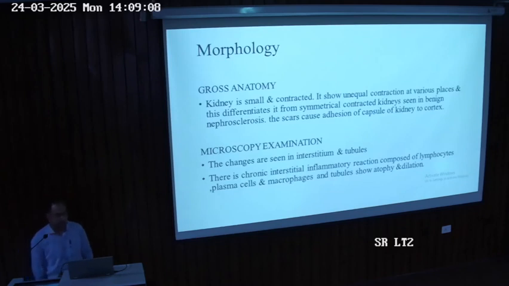So the gross anatomy of a chronic pyelonephritis kidney is a small and contracted kidney. Contracted kidneys are of two types: symmetrical contraction or asymmetrical. Symmetrical contraction is seen in benign nephrosclerosis, usually in patients with poorly controlled hypertension. In chronic pyelonephritis, the kidney is small and shrunken but asymmetrical. So this is your MCQ: symmetrical contraction of the kidney or asymmetrical contraction of the kidney.